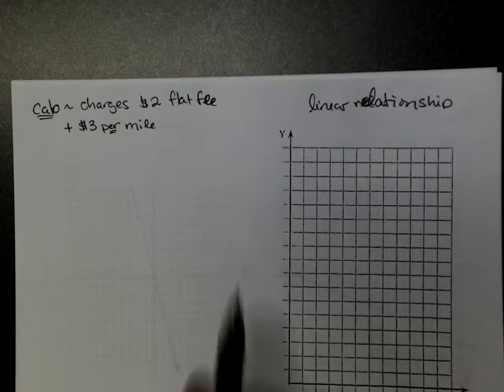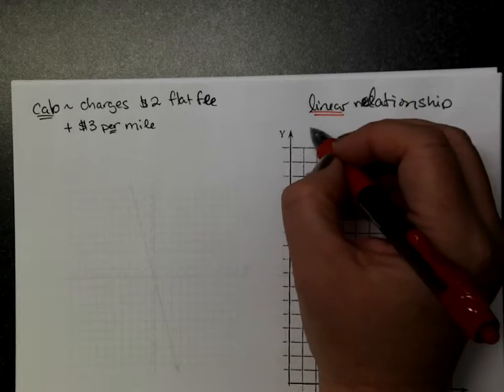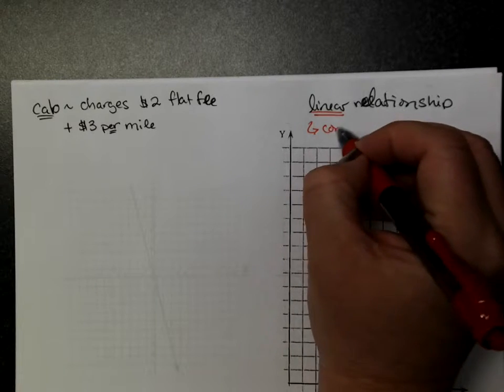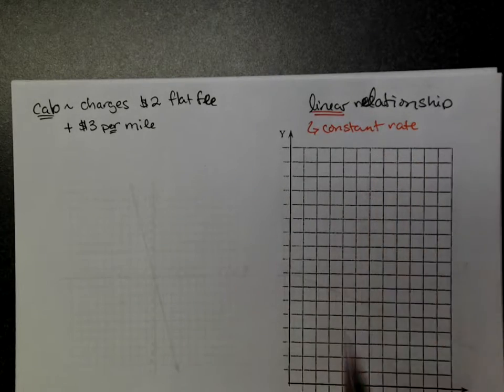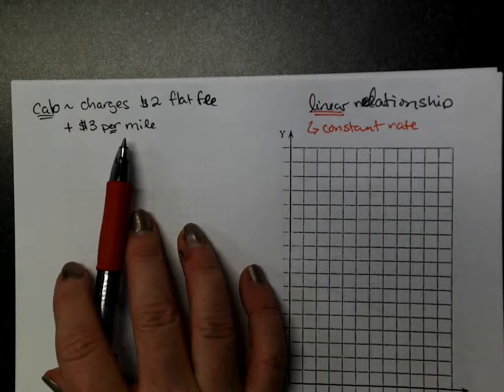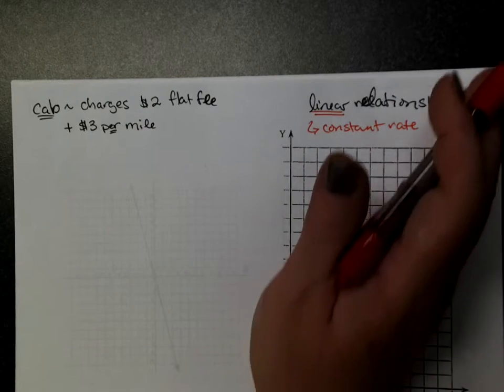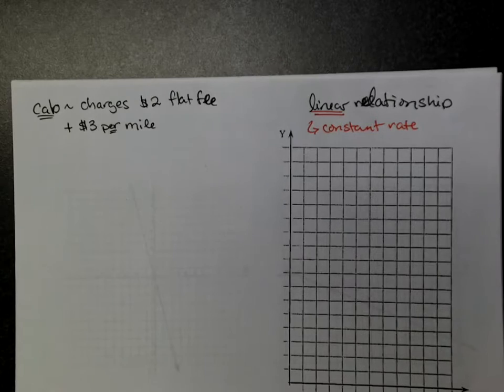And the reason it's making a linear relationship is because it has a constant rate. Each mile is going up by $3, and that rate doesn't change. And so that affects what aspect of the line that it makes? The slope, exactly. How steep that line is. And the steepness won't change.